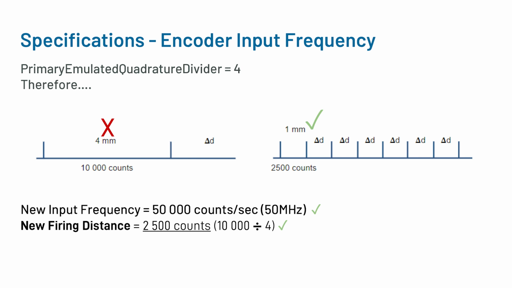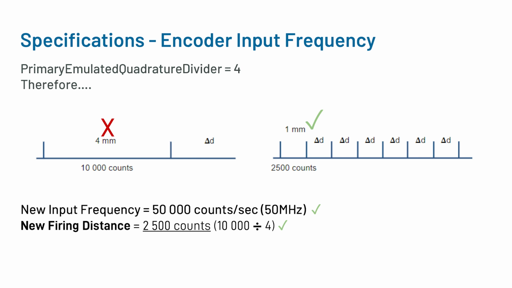We still have a problem by doing this though. Because we effectively changed our PSO tracking resolution, this also changes our user unit firing distance as well. This is what we are seeing in our images here. If we only implemented the emulated quadrature divider, we could see that we are still attempting to fire every 10,000 encoder counts. However, our user unit distance increases because we changed the resolution of what the PSO trackers are interpreting. That is what we see in the image on our left.